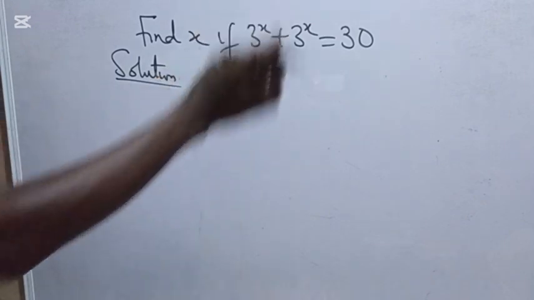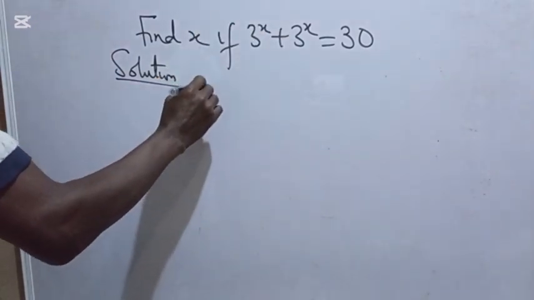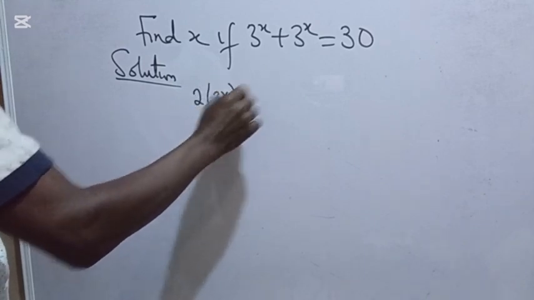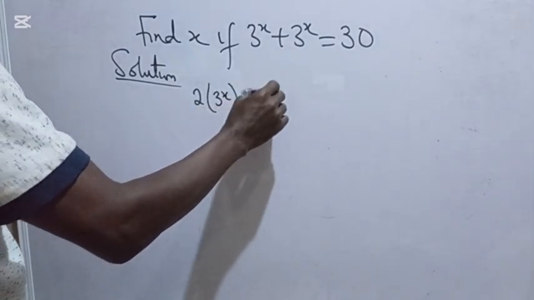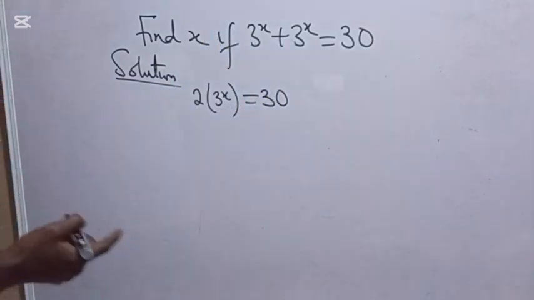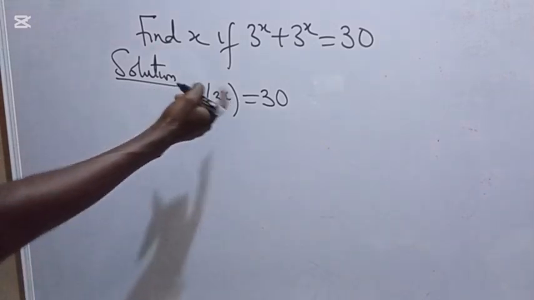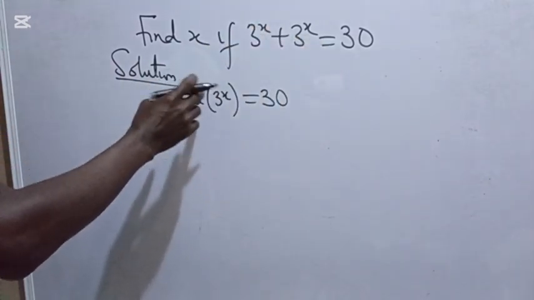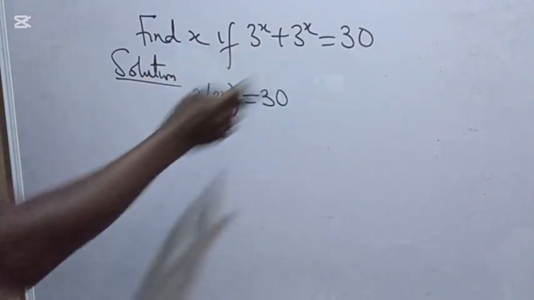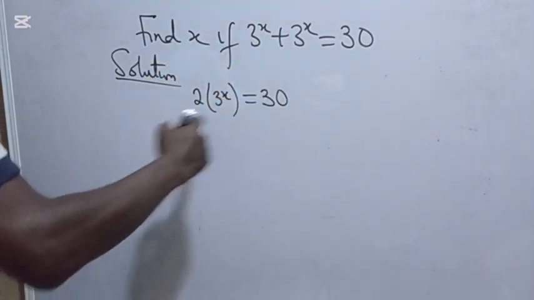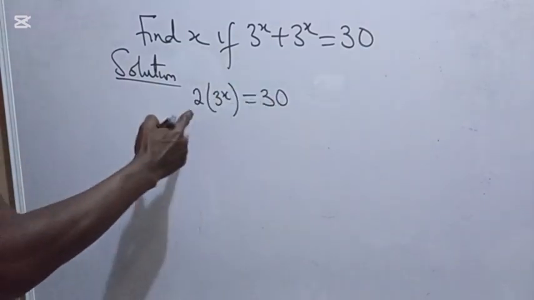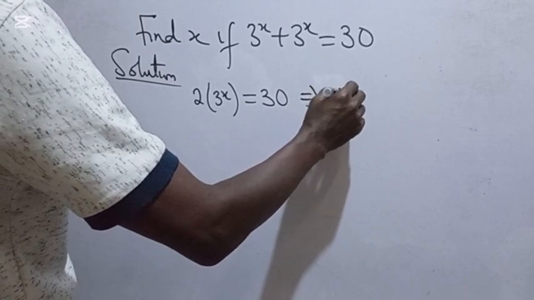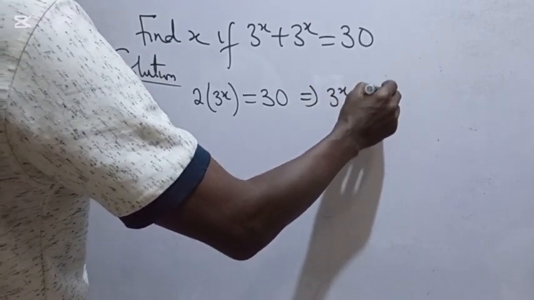We have 3 raised to x, so that will become 2 into 3 raised to the power x is equal to 30, because 3 raised to x appears in two places. It's just like saying a plus a, that will be 2a. So 3 raised to x in two places will be 2 into 3 raised to x. Now you can divide both sides by 2, and you are going to have 3 raised to x is equal to 15.